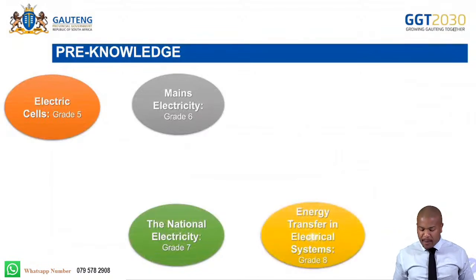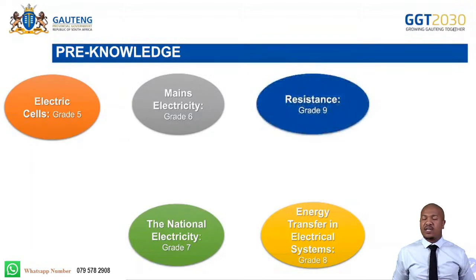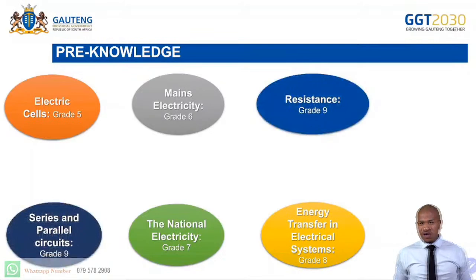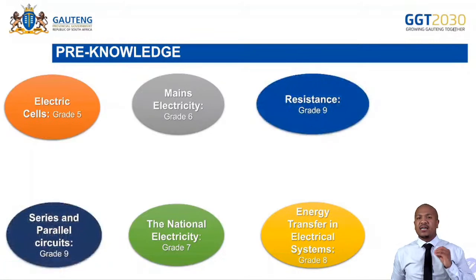Then we talked about energy transfer in electrical systems in grade 8. In grade 9, the very same grade that we're in now, we talked about series and parallel circuits. And not only that, we also talked about resistance. All these topics lay a foundation for today's topic. They are a guidance to today's topic. We're going to draw some information from those topics to make sense out of today's topic.